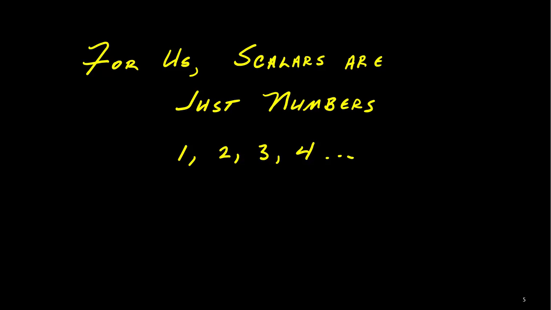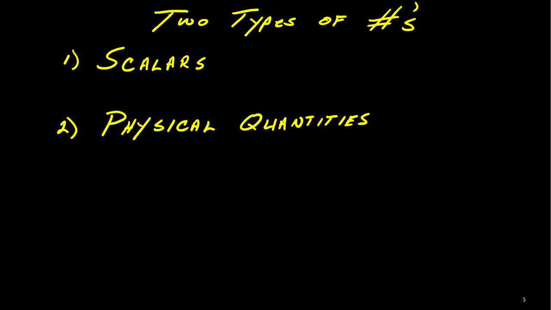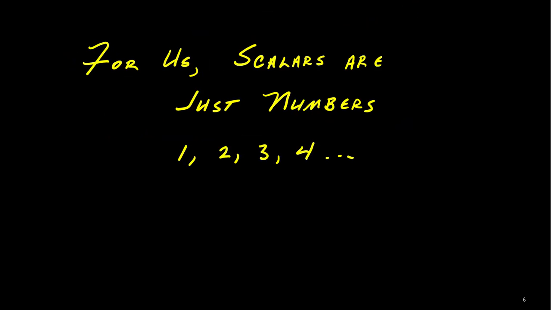Before we get too far into it, let's go back a little bit, maybe to grade school, middle school, and talk about different types of numbers. All right, for us, there's going to be two types of numbers. One of those is going to be called scalars, right? And then the second type of number we're going to be looking at is called physical quantities. For us at this time in our mathematical career, scalars are just going to be numbers like 1, 2, 3, 4, counting numbers, numbers that we use in everyday life.